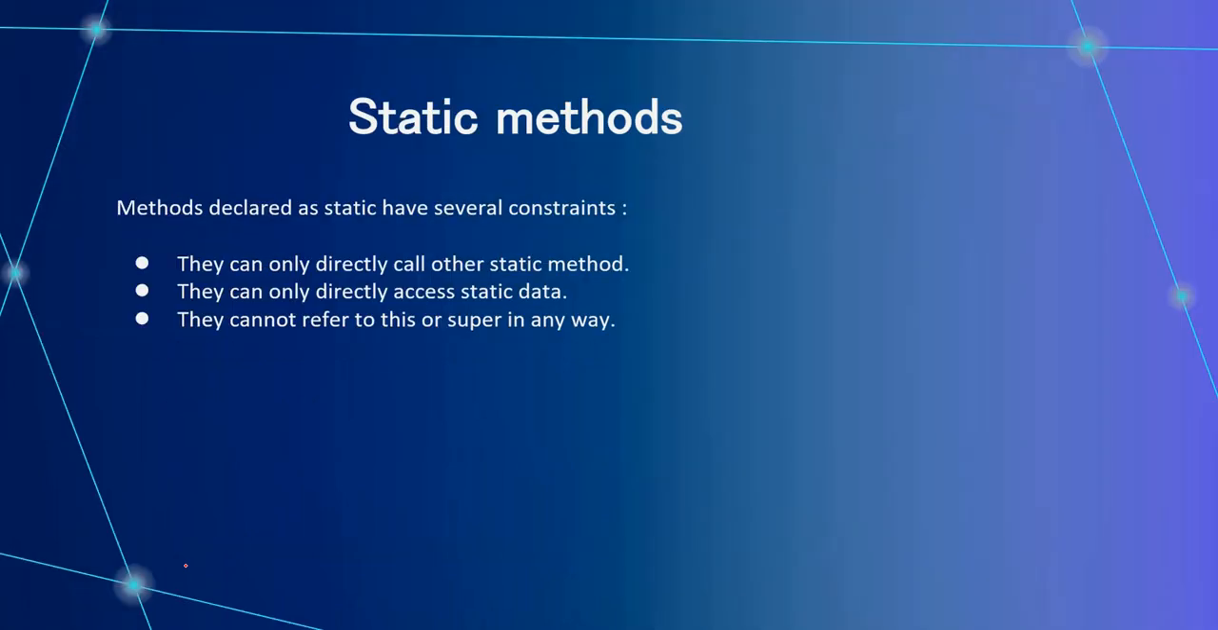However, there are certain restrictions for static methods. They can only directly call other static methods. They can only directly access static data. And they cannot refer to this or super in any way. We will discuss the this keyword and the super keyword in our ensuing classes.